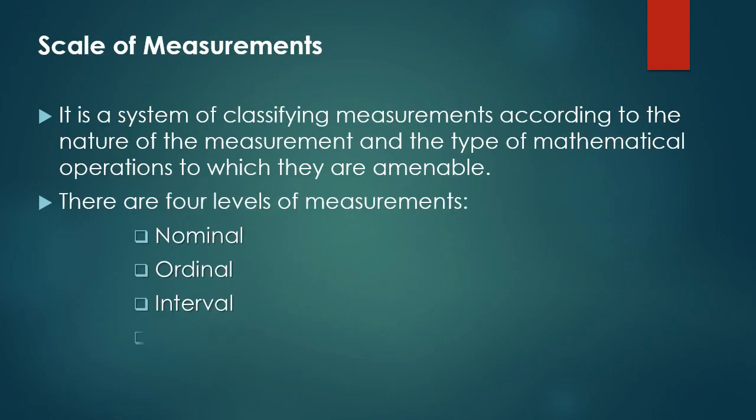Let us move on to scales of measurement. Measurement consists of a set of rules for assigning numerical values to objects to represent varying degrees of some attribute that is being measured. The scale of measurement is a system of classifying measurements according to the nature of the measurement and the type of mathematical operations to which they are amenable. There are four levels of measurement, namely nominal, ordinal, interval, and ratio.